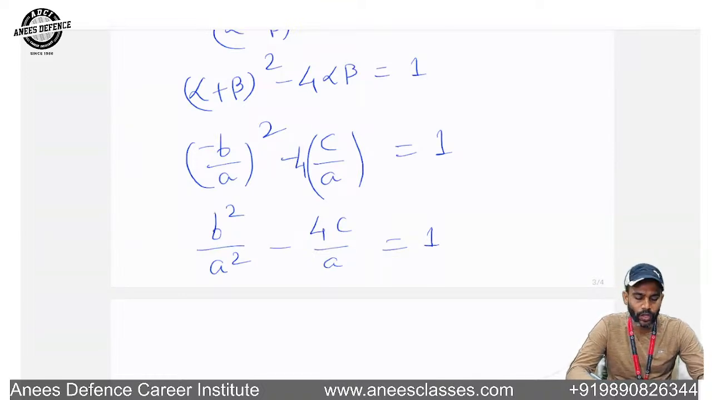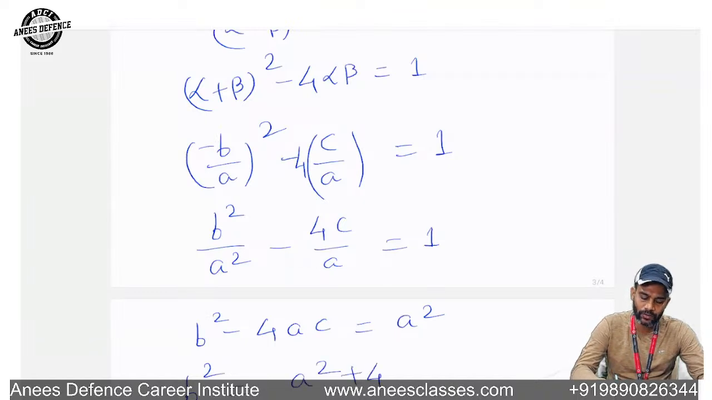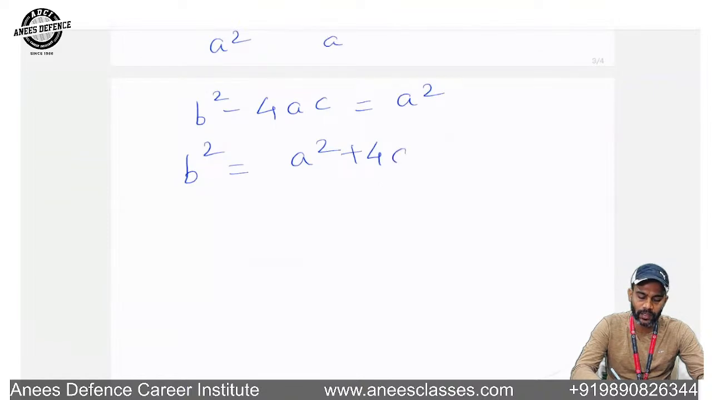Can I multiply the whole equation by a square? You'll get b square minus 4ac is equal to a square. Yes or no? Now, I can write b square is equal to a square plus 4ac. Yes or no? I can take a common. You'll get a plus 4c.